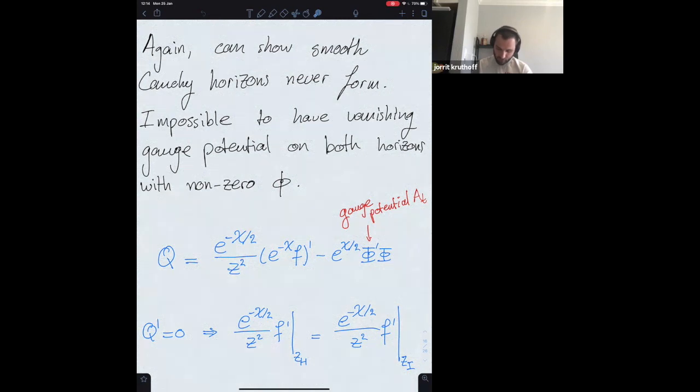And you can see here that f prime, so that's the derivative of the function f, will be negative for the outer horizon, but positive for the inner horizon. And since these other two quantities are just positive, this equality can never hold. So you get a contradiction: you cannot have these gauge potentials vanish on both horizons. So that excludes the possibility of having an inner horizon, similar to the case that we studied before, but here it will just never occur.